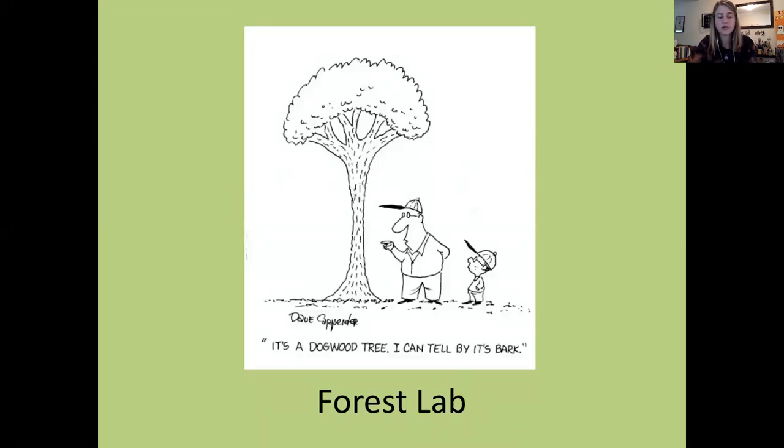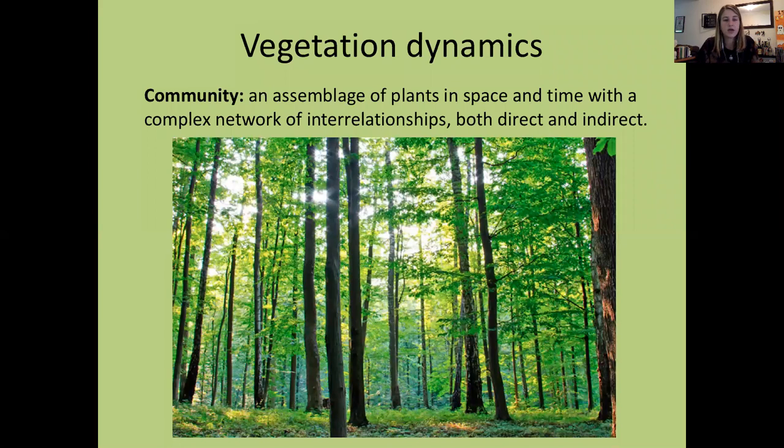Today we're going to do a short lecture on an introduction to forest ecology, so you guys can have some background. So the first thing we are going to talk about is vegetation dynamics, which is basically how plants are interacting and changing through time and space.